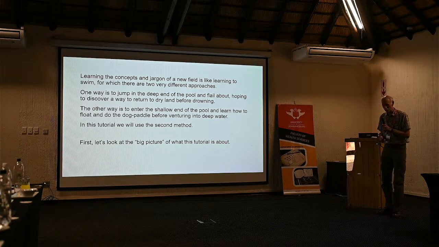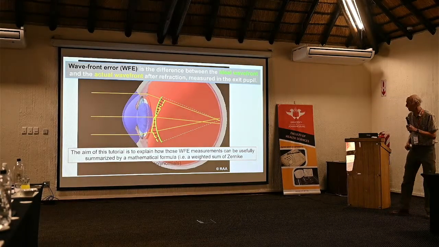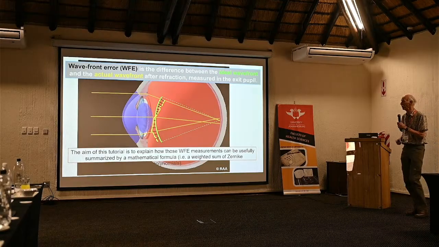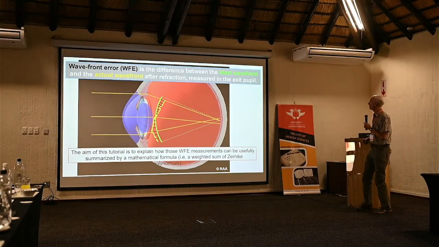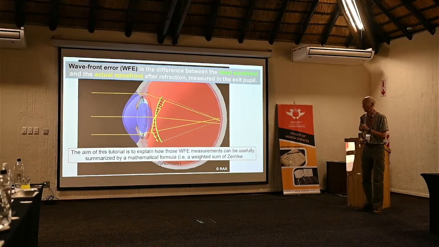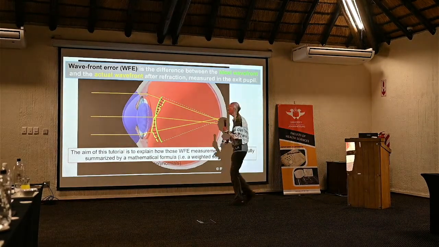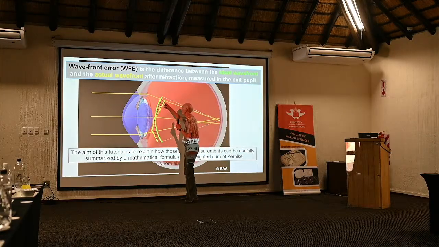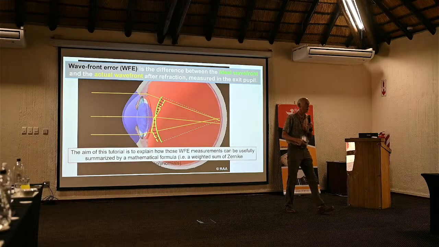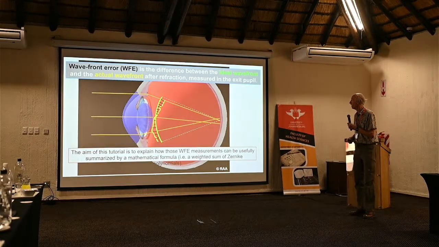So let's look at the big picture of what the tutorial is about. This is Applegate's lovely diagram in which she defined the wavefront error as the difference between the ideal wavefront, that's the green one, and the actual wavefront, that's the yellow one. And that difference is measured. Well, you can put a ruler in there and measure that distance. It's a pretty small distance. They typically are on the order of a wavelength of light, just microns in length.